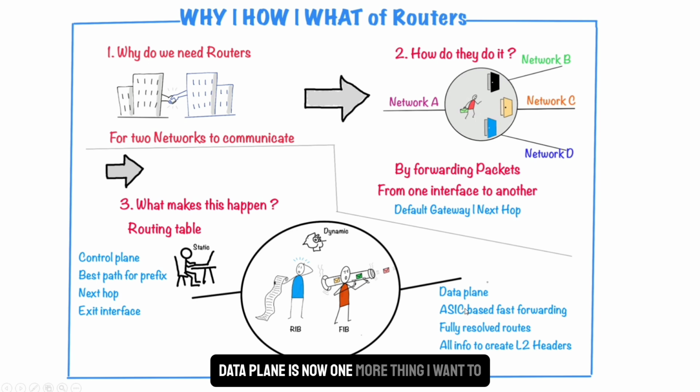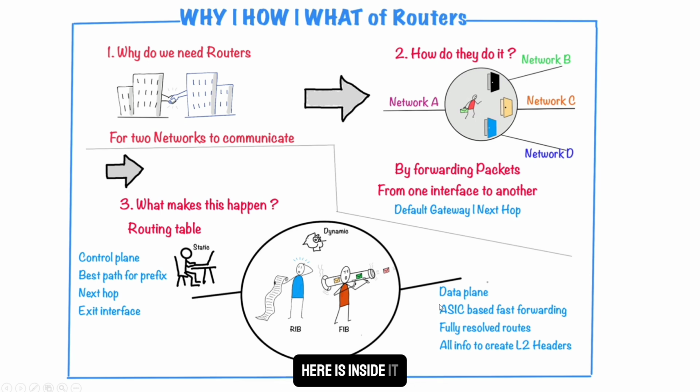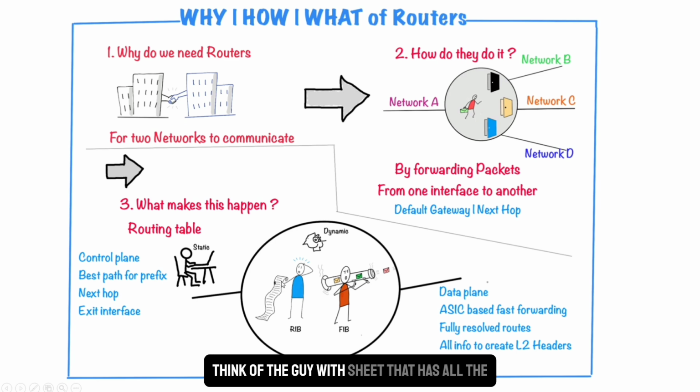Data plane is, now one more thing I want to quickly touch upon here is that inside a router, think of it as having two people in there. One is the RIB, which is the guy with a sheet that has all the routes, which is your control plane.